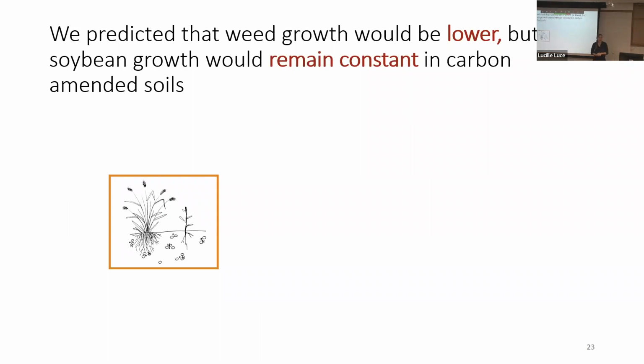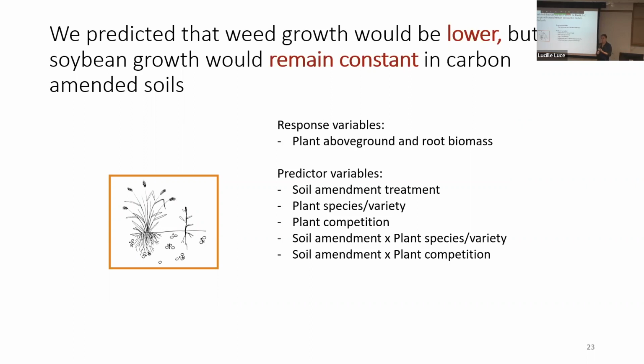We predicted that weed above ground growth would be lower, but that soybean growth would remain unchanged in carbon amended soils. We used a general linear mixed model to analyze this, with plant above ground and root biomass as our response variables. Then we had our soil amendment treatment, the plant species or variety in the case of soybeans that we're looking at, plant competition, and then the interactions between soil amendment and plant species and soil amendment and the plant it is in competition with as the predictor variables. We also included pot as a random effect.